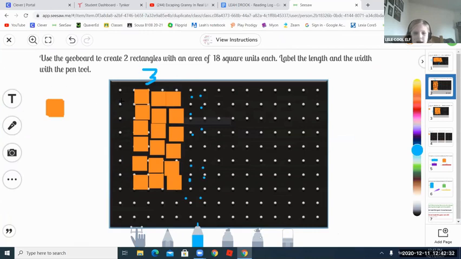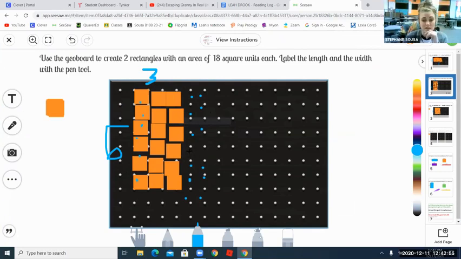I counted up, I did 1, 2, 3, 4, 5, 6 of these. And then I added another line, then another line. And then I was going to do 4, but then I noticed it added up to 18. So you kind of use that strategy of repeated addition. You did a group of 6, and then another group of 6, and then another group of 6, and you know I'm at 18 there.